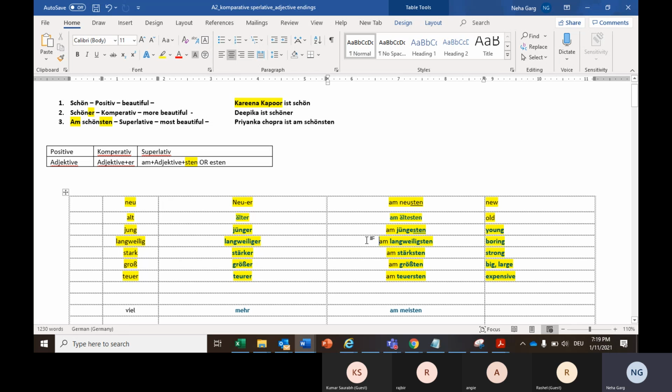Understood now? You have used three different words in three different forms. First langweilig, then teurer, and then am stärksten. No, you had to compare. Write it again, Rajveer. Verstanden now? Understood now? Yes, yes. Okay.